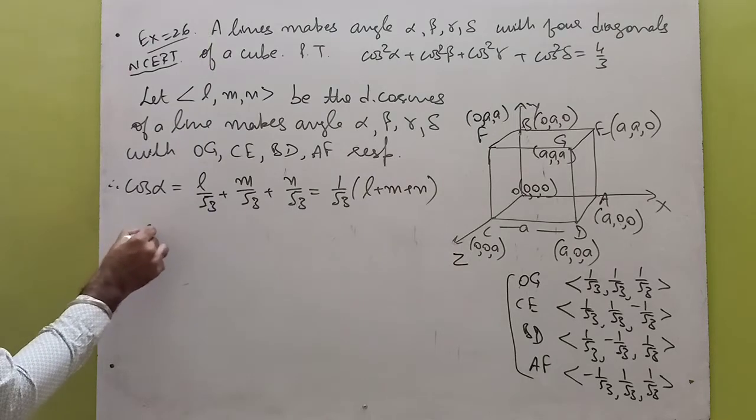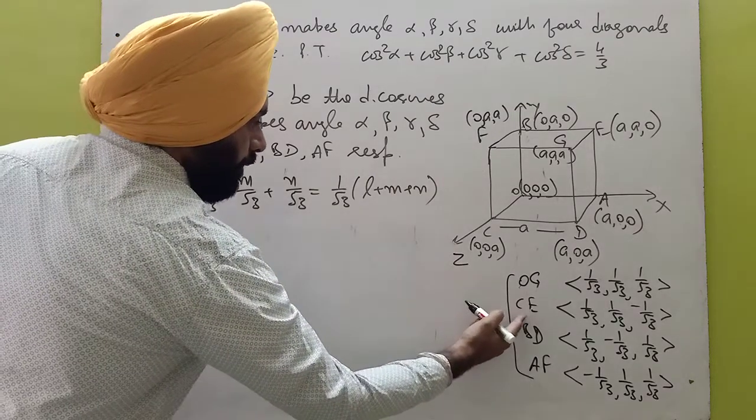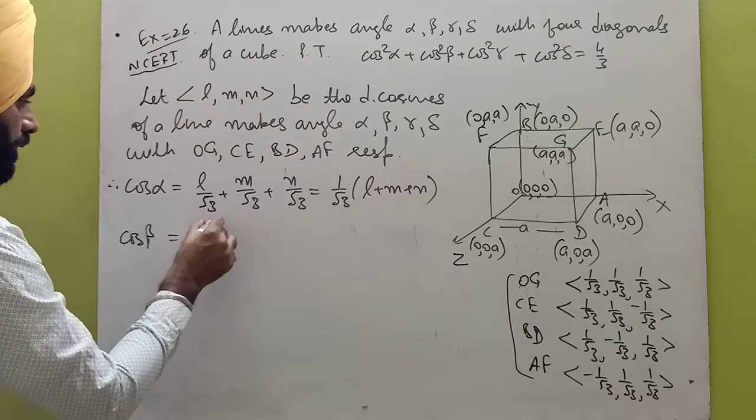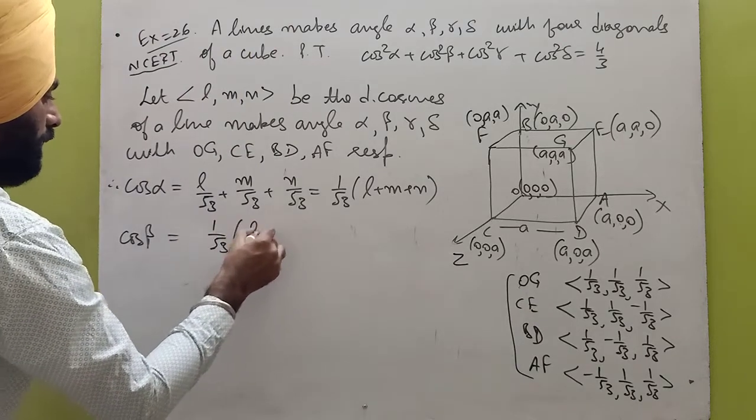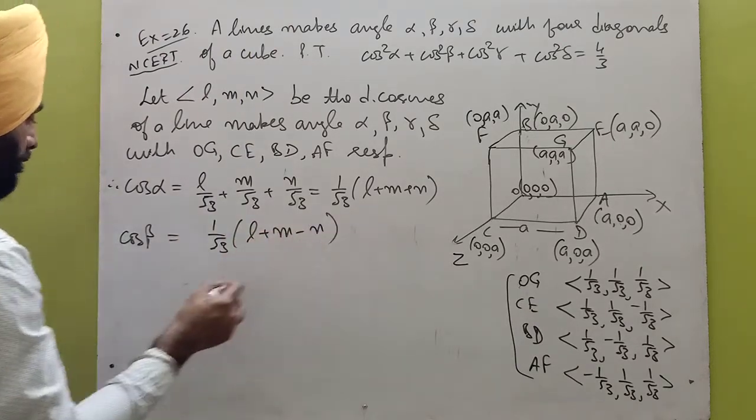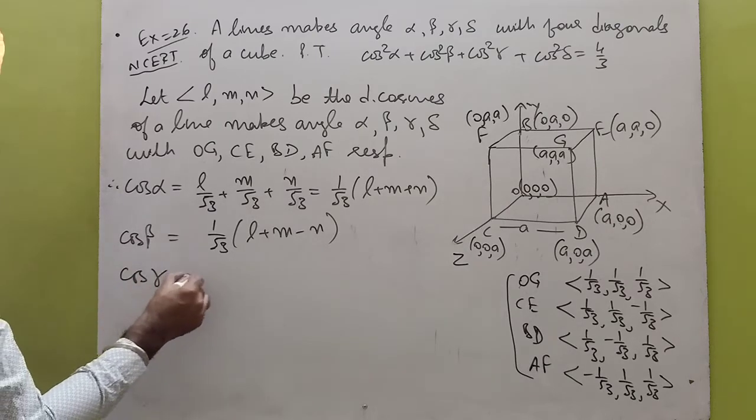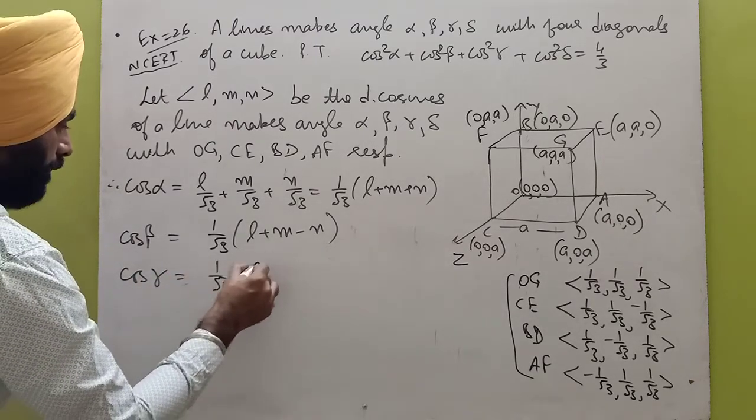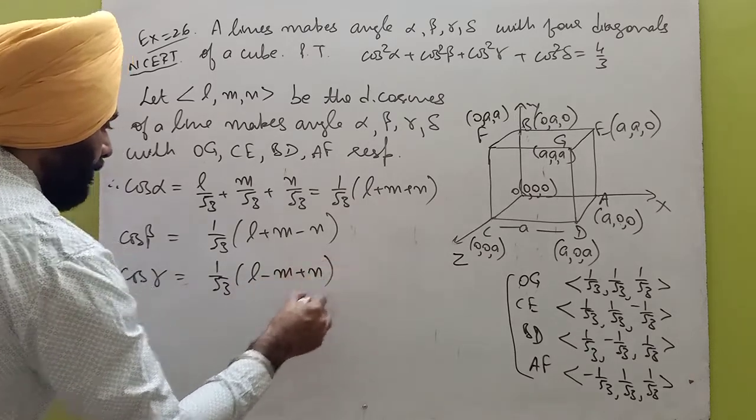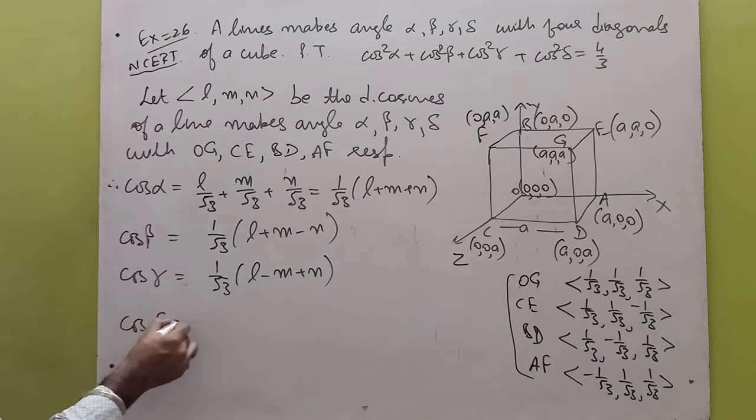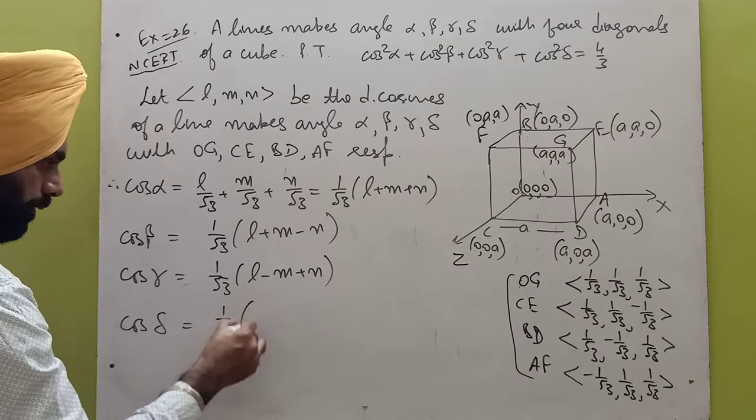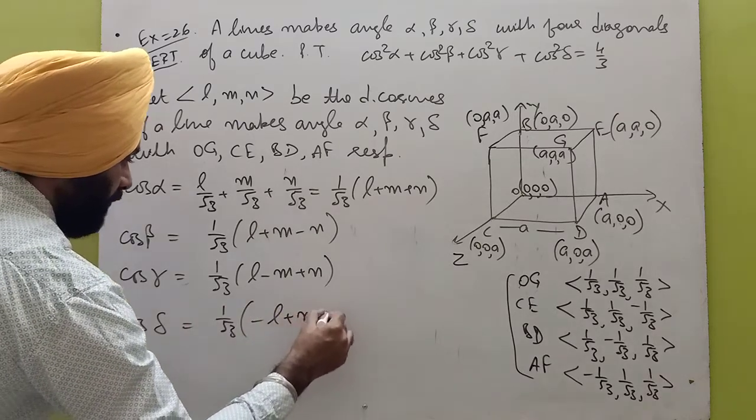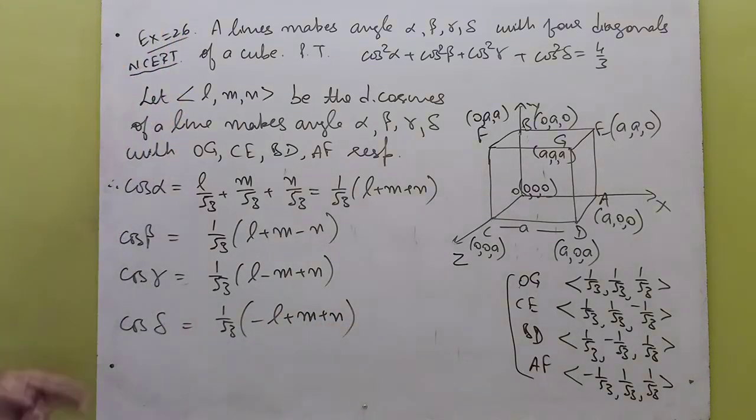Similarly, cos beta. Take the second diagonal, and there will be negative in the last term: L plus M minus N. Cos gamma. There will be negative in the middle term: 1 by root 3, L minus M plus N. And what is cos delta? Negative in the first term: minus L plus M plus N. So these are the 4 values.